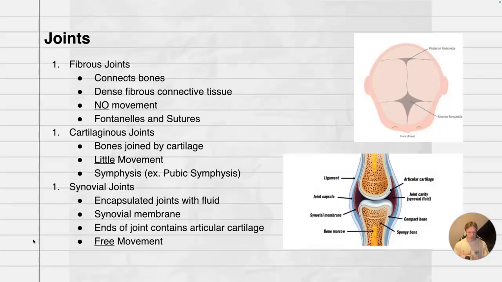Well, if you remember last unit, back in week 2 when we talked about bones and bones growing, we talked about this one type of bone growth called the fibrocartilage model.